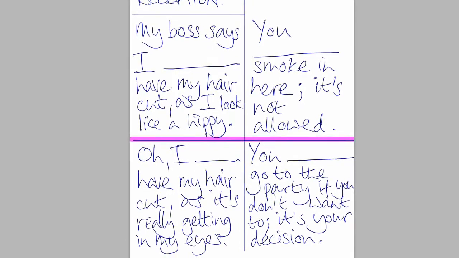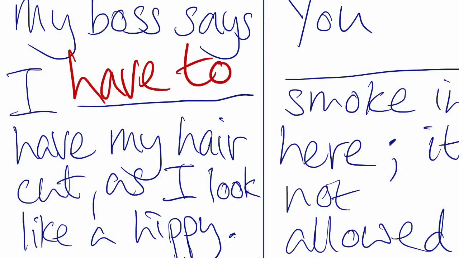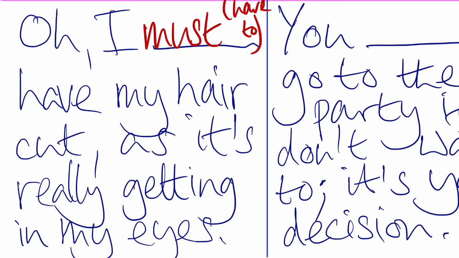1, 2, 3. Okay. We're starting with the left-hand column with the second blank space down. My boss says I have to have my hair cut as I look like a hippie. So that's the answer there. We'll look at the reasons why in a moment. This is something I say to myself. Oh, I must have my hair cut, as it's really getting in my eyes.